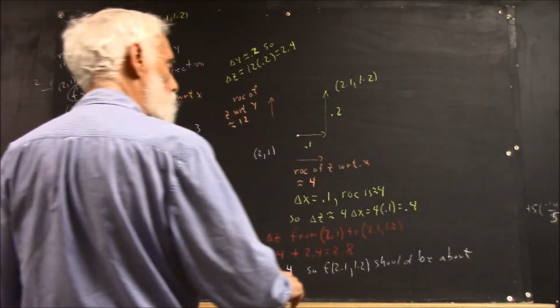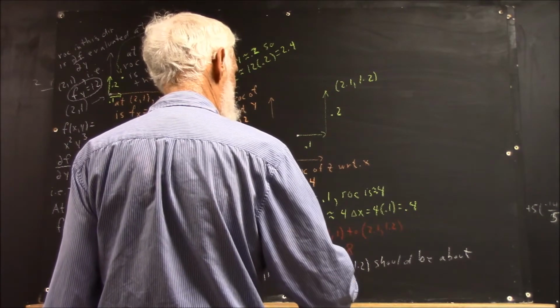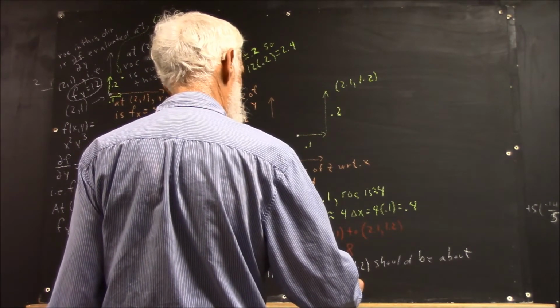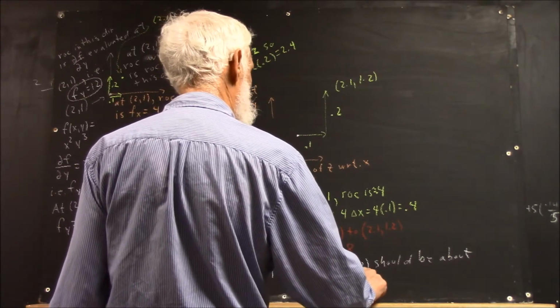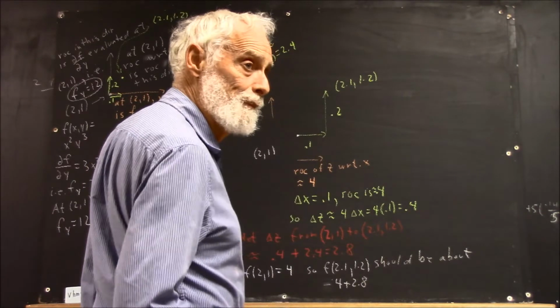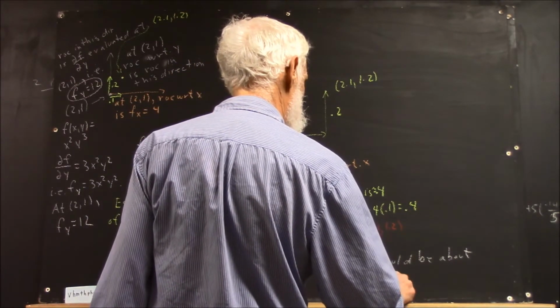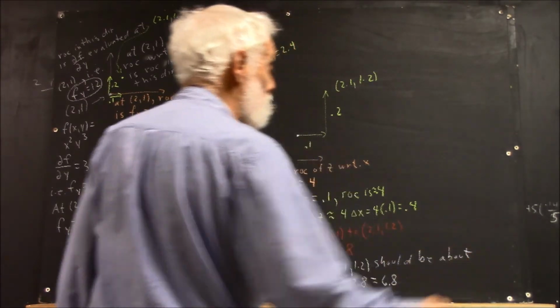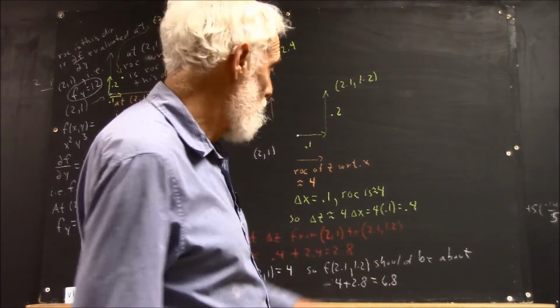So f of (2.1, 1.2) should be about what? 6.8. Yeah, 4 plus 2.8. Did you say 6.8? I heard part of that, and I figured the rest of it was exact. Yeah, the part that I heard sounded right. Okay, so 6.8, right?